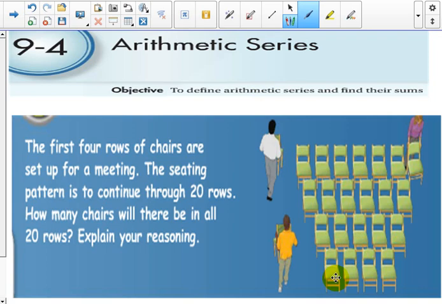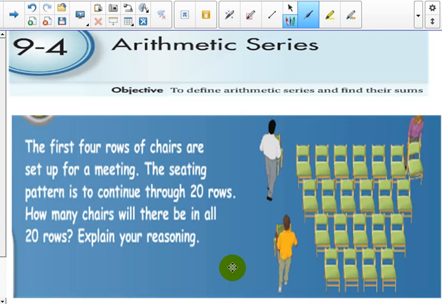So when you think about this, we start with 1, 2, 3, 4. The next row has 1, 2, 3, 4, 5. Next row, the third row, 1, 2, 3, 4, 5, 6. The fourth row has 1, 2, 3, 4, 5, 6, 7. So what can you do to determine what's in the 20th row without drawing all 20 rows?